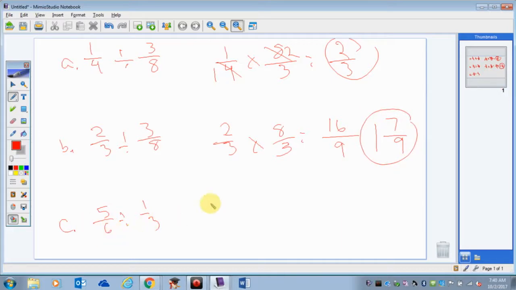5/6 divided by 1/3, so keep 5/6 the same. Change that to multiplication and flip this over to 3/1. 3 and 6 can reduce. 3 will go into both, so this becomes a 2. This becomes a 1. 5 times 1 is 5. 2 times 1 is 2. This is an improper fraction, so we have to change it to a mixed number. 2 will go into 5 2 times with 1 left over 2.